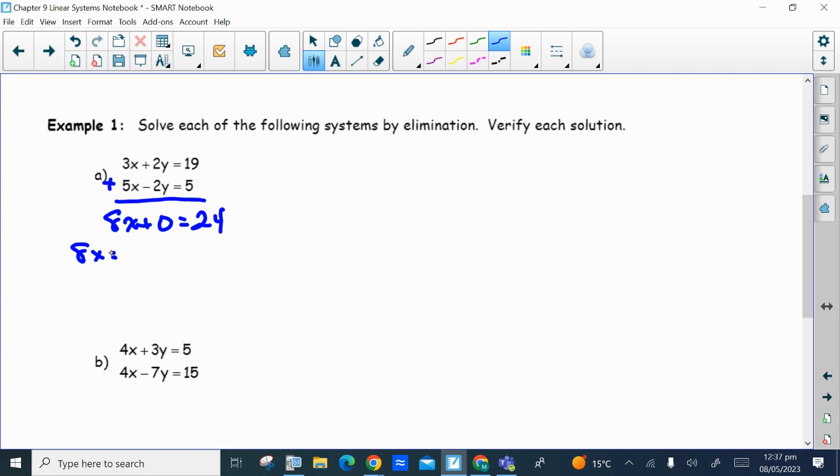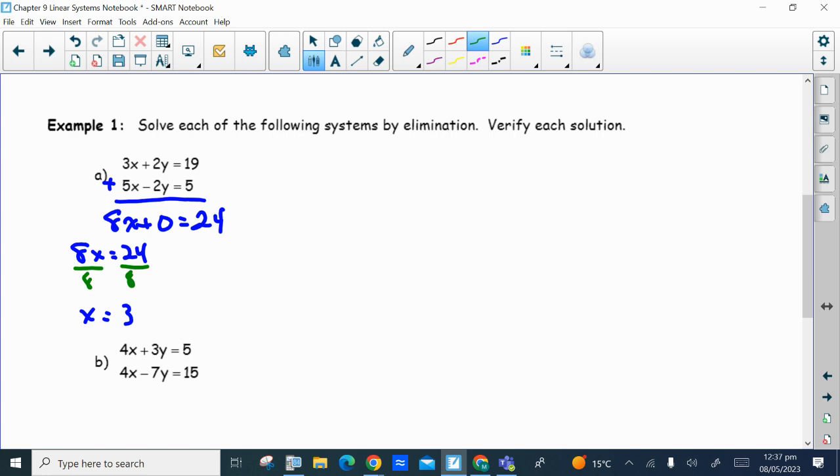So we'll just have 8x equals 24. And then when you divide both sides by 8, x will equal 3, because that's what you get when you divide 24 by 8. So we're halfway there. We're looking for the solution to the system of equations. Remember, that is the point of intersection if you graph the two lines. That's what we did in chapter 8. Right? We graphed the lines to find the point of intersection. We're halfway there. We have the x value at the point of intersection.